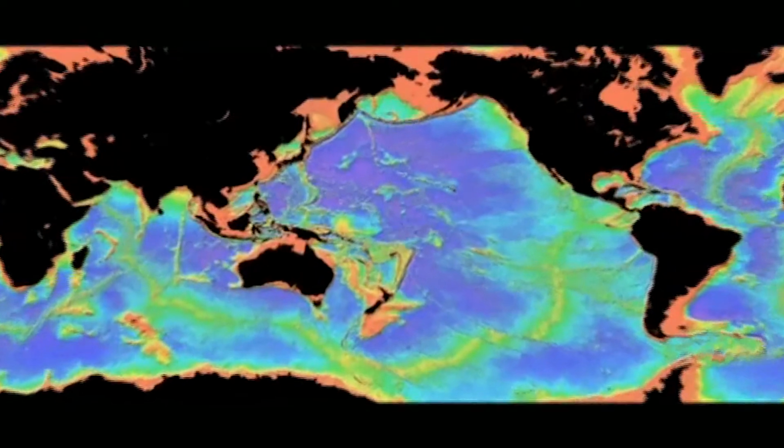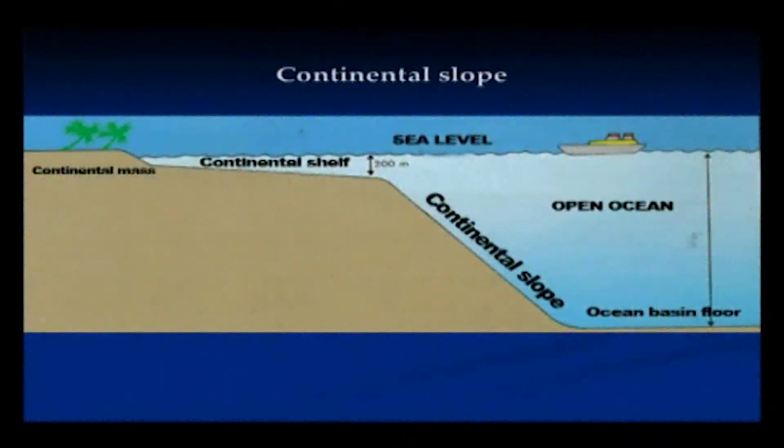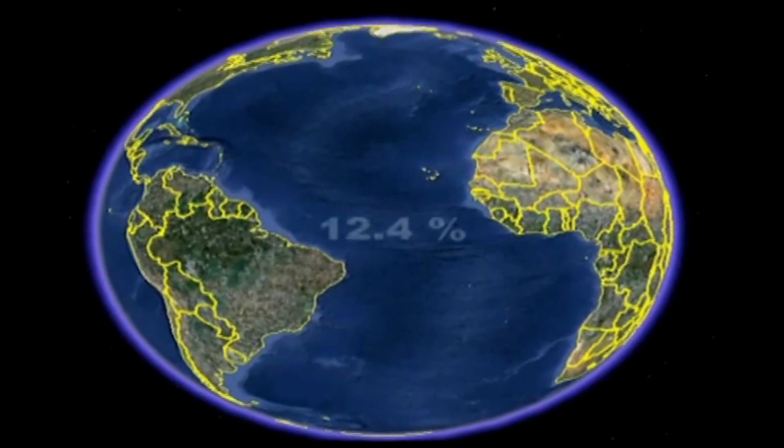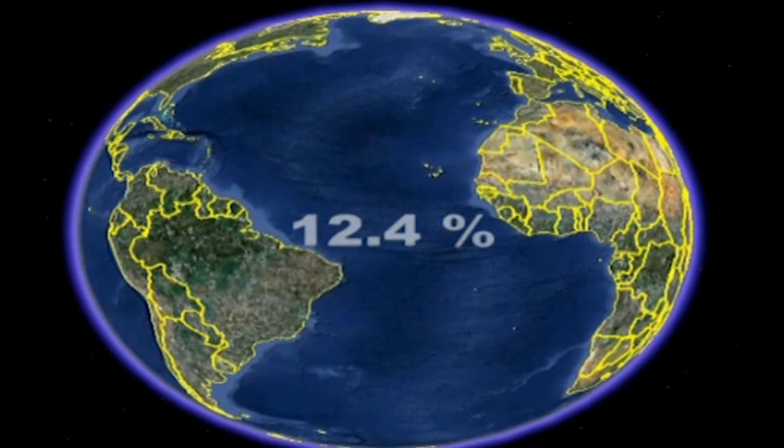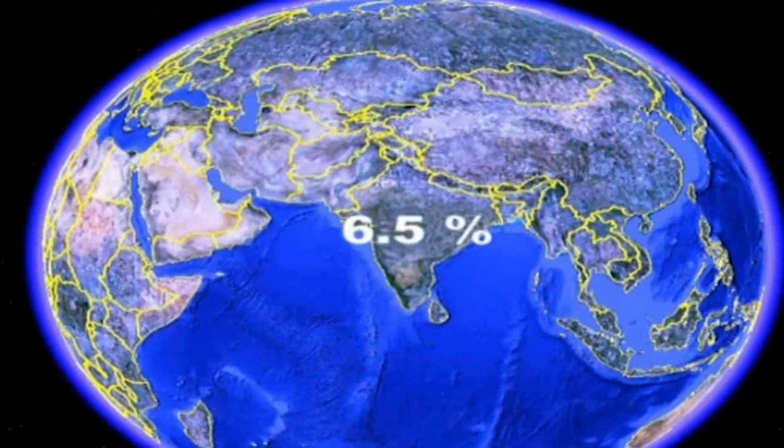In this steep topographic gradient, there may be no marine deposits. Many of the sediments may directly move down into the deep ocean basins. The continental slope zone occupies 8.5% of the total area of the ocean basins. Within the Atlantic Ocean, it is about 12.4%. Within the Pacific Ocean, it is about 7%. In the Indian Ocean, it is about 6.5%.